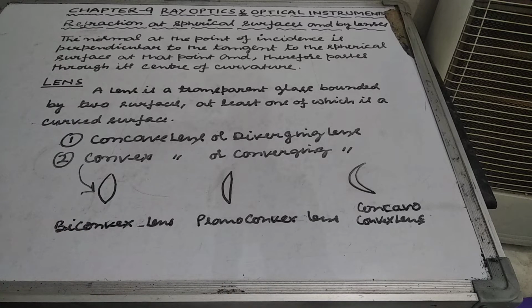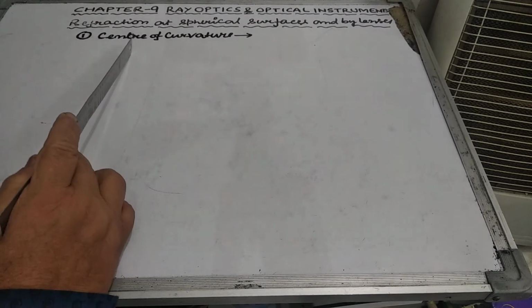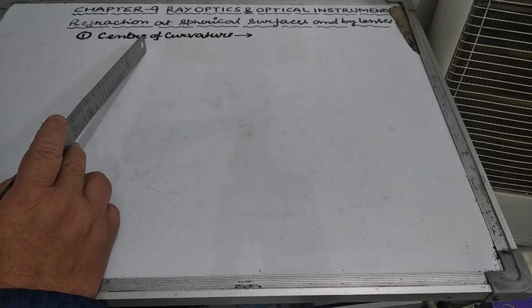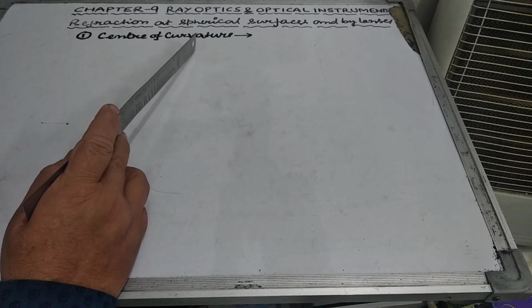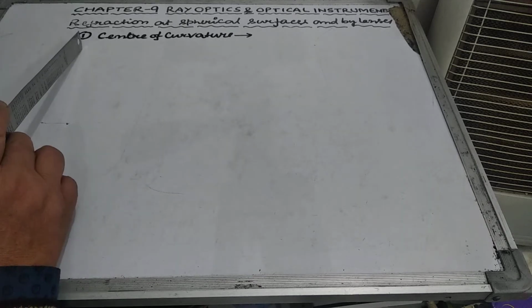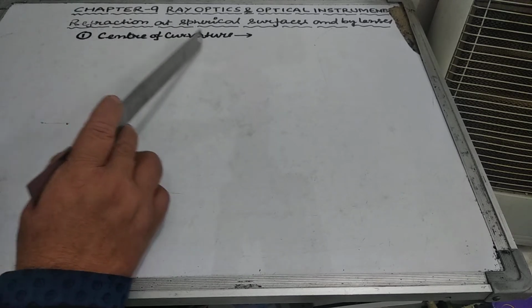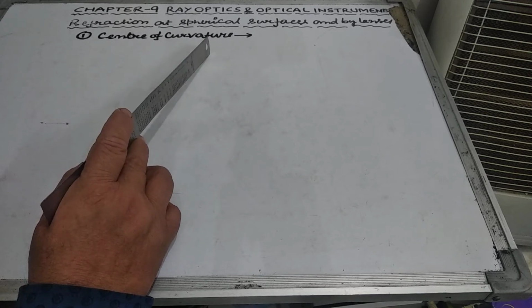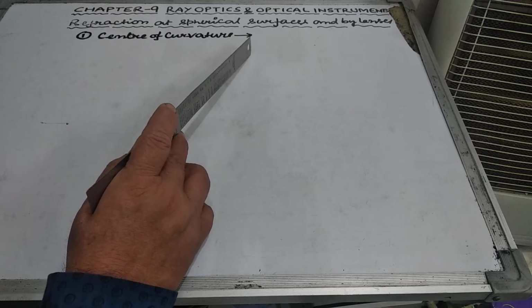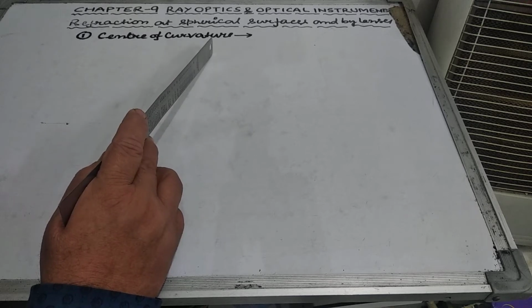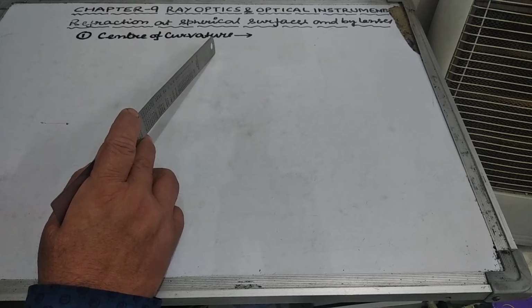Now, definitions in connection with spherical lenses. There are some definitions which are very important to understand regarding refraction through lenses. First is the center of curvature. The center of curvature of the surface of a lens is the center of the sphere of which the lens is a part. Because a lens has two surfaces, it has two centers of curvature.